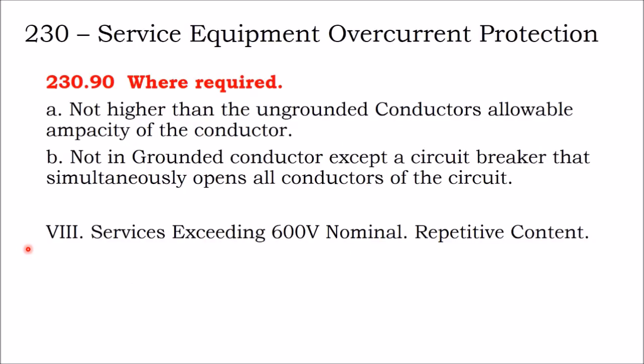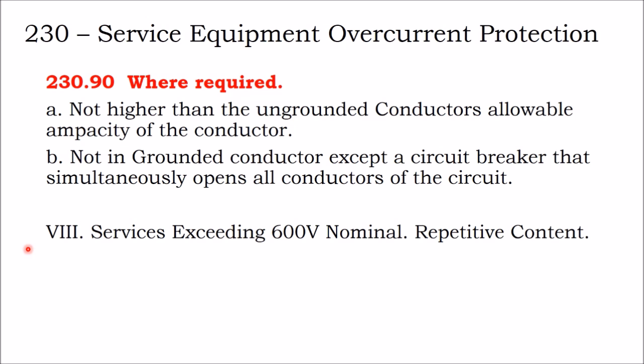Where is service equipment overcurrent protection required? It's not required to be higher than the ungrounded conductor's allowable ampacity. And so if you have 40 amp cable, your overcurrent protection cannot be a 50 amp breaker. If it's a 50 amp breaker, then you could pull 50 amps through it. It's rated for 40 amps. It could heat up and catch a fire.